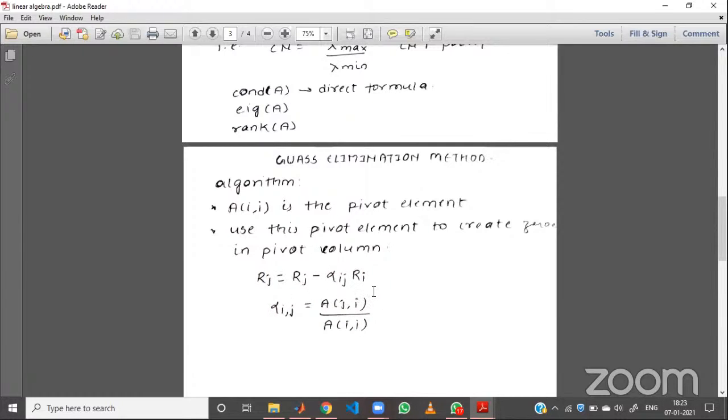Rj equals Rj minus alpha_ij multiplied by Ri, where alpha_ij equals a(j,i) divided by a(i,i). Here j is the next row after the pivot element's row. Suppose we are taking a(1,1) as the pivot, then j will be 2 and 3, and 4 and 5 if we are taking a 5 by 5 matrix. Clear?